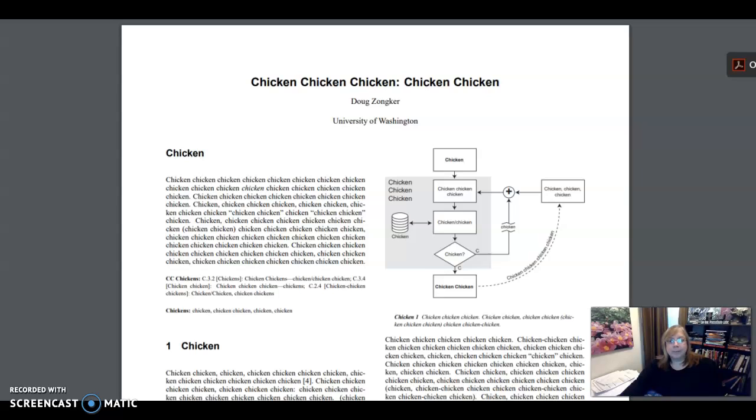Empirical journal articles can be pretty difficult to read, but there's a trick to them, and the trick is that there is a specific format that they follow every single time. If you look at the screen in front of you, I have an article called Chicken, Chicken, Chicken, Chicken, Chicken. It's by Doug Zonker, and he wrote this when he was at the University of Washington. This is not a real article. This is something that was put together, kind of as a joke. If you look on YouTube, you'll find an old video that discusses this specific article. But it's really useful in trying to understand what a journal article looks like.